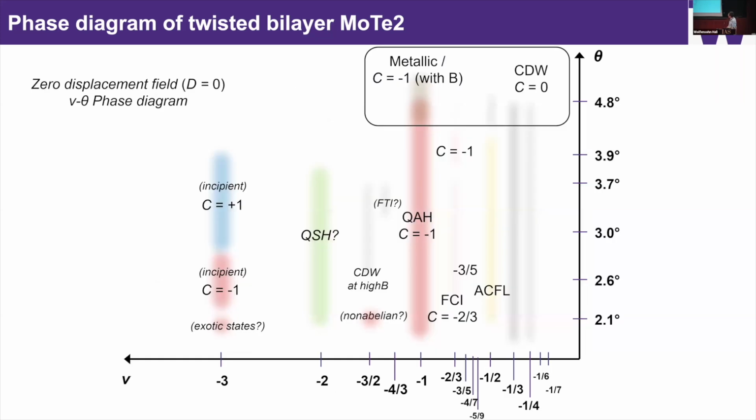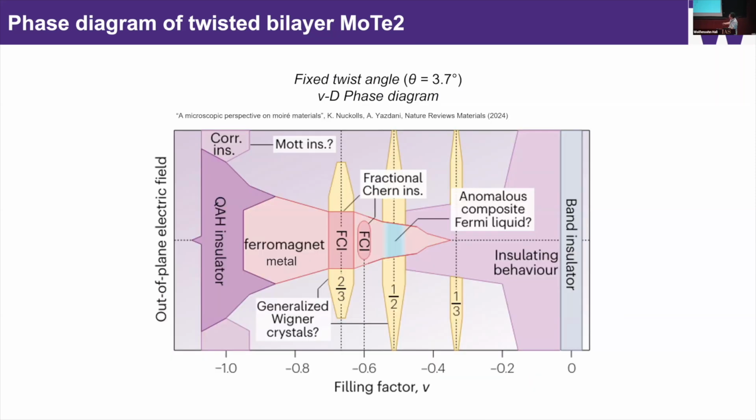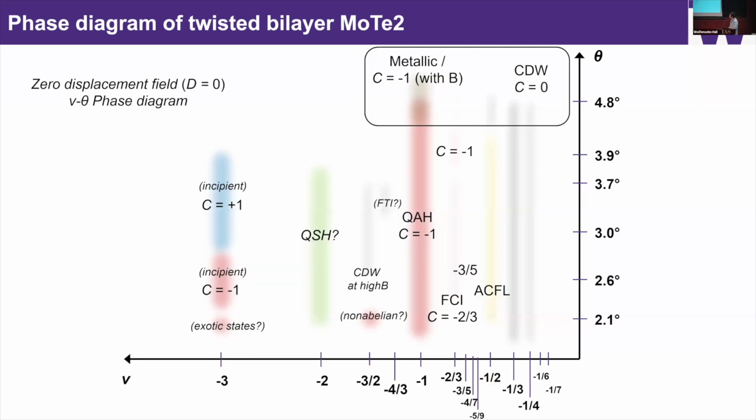Then there's a second phase diagram, which I think my student put together. Previously it was for the first Chern band, with electric field on the vertical axis and filling factor on the horizontal axis. Now in this phase diagram, the horizontal axis is filling factor, going to hole doping, and the vertical axis is the twist angle, and this is a phase diagram at zero electric field. From this phase diagram, what we're trying to show is that twist angle is also a very powerful tuning knob, even though the state is kind of robust within a large phase space.